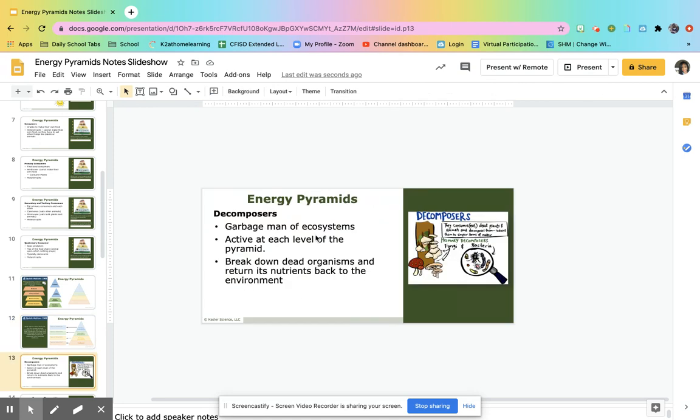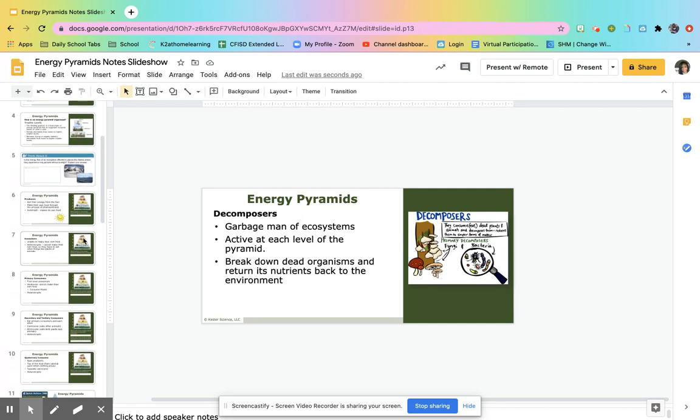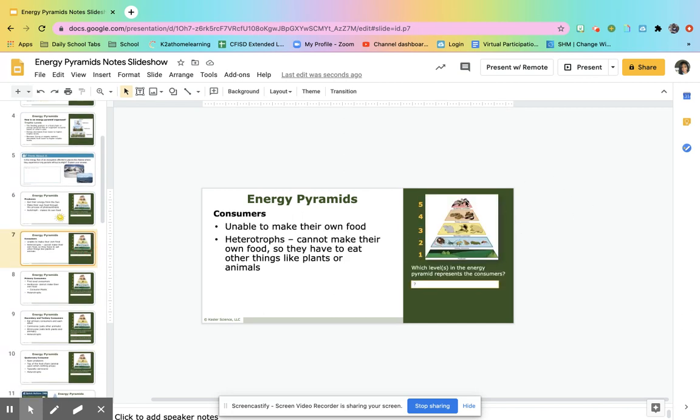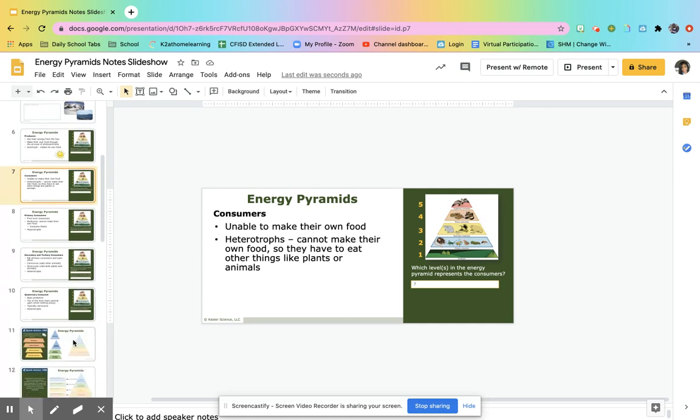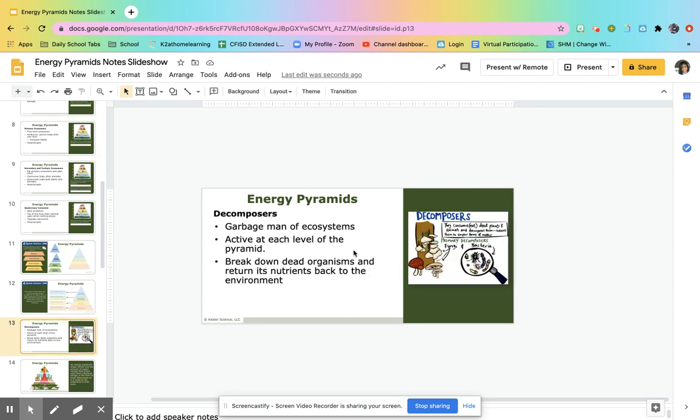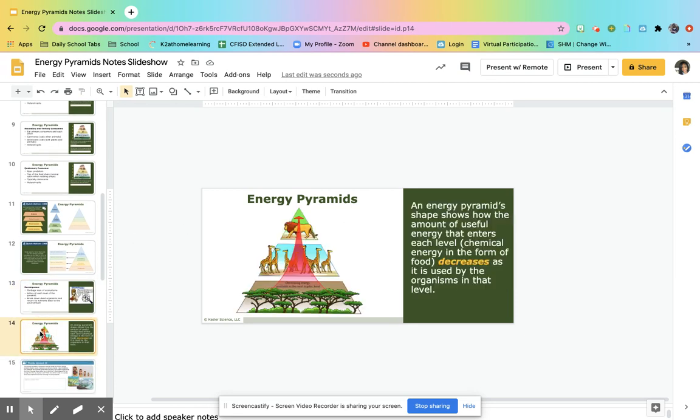And decomposers are your garbage man of the ecosystem. They're active at each level of the pyramid. So I'm going to go back to here and show you. Your decomposers will be alongside the pyramid. We just put them here because they'll be active with the producers. They'll be active with the primary, the secondary, tertiary, and quaternary, okay? So they're active everywhere. So what scientists normally do is put them on the edge of it, slanted. And these actually break down dead organisms and return nutrients back to the environment.